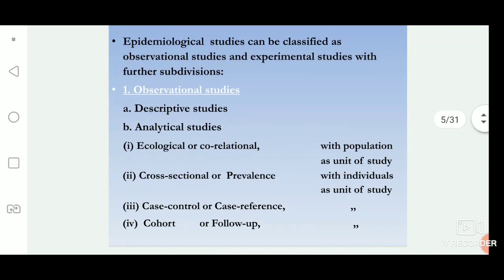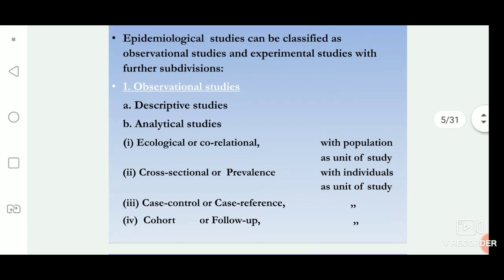Now, if you observe the slide, you can see analytical studies. The first one is ecological studies. In ecological studies, population is the unit of study. That means you are concerned with the whole population. In cross-sectional studies, you are concerned with individuals as a unit of study. And case control and cohort also similarly have individuals as unit of study.